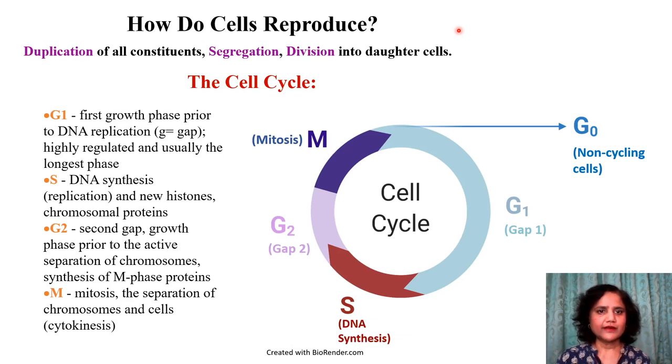So shown here is the cell cycle. The process of cell division occurs when cells go through this cell cycle. It consists of four phases. Shown here is the mitotic cell cycle, that is the equational division, where the daughter cells inherit one copy of the original genome of the mother cell.